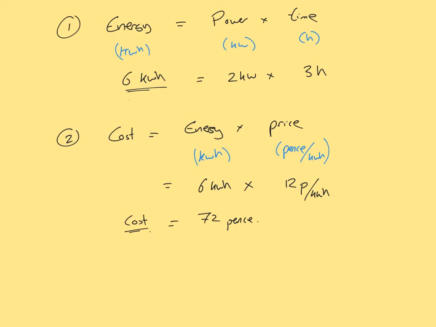So that toaster used for all those pieces of toast has cost a total of 72 pence. The only thing to watch out for is if you go over 100 pence, they usually want you to convert it into pounds and pence.